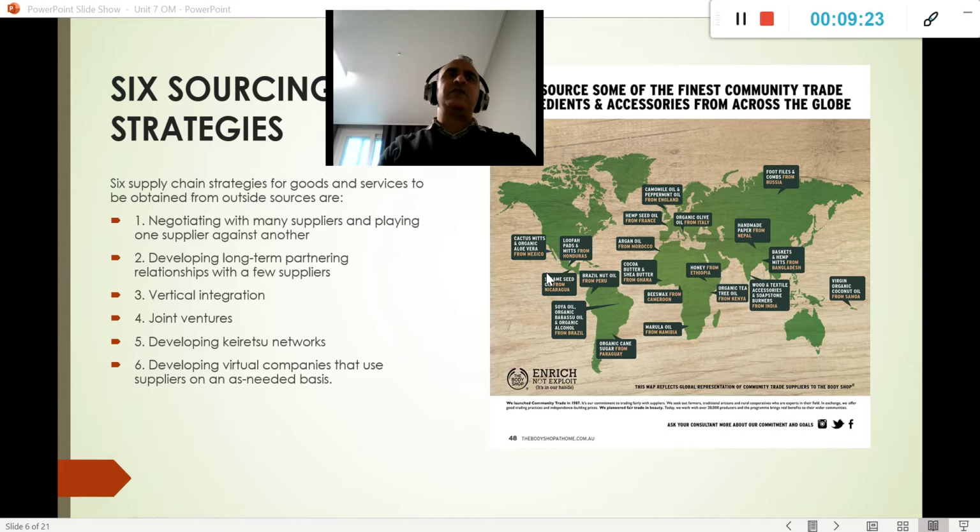So we have in the first one, negotiating with many suppliers and playing one supplier against another. This strategy, to be very honest, in real life seldom works because usually suppliers of the same products already are like a mafia. They say, we set the price for this and we don't go any lower than that. So playing suppliers against each other, although the book says it, in reality, no. But anyways, it is a strategy.